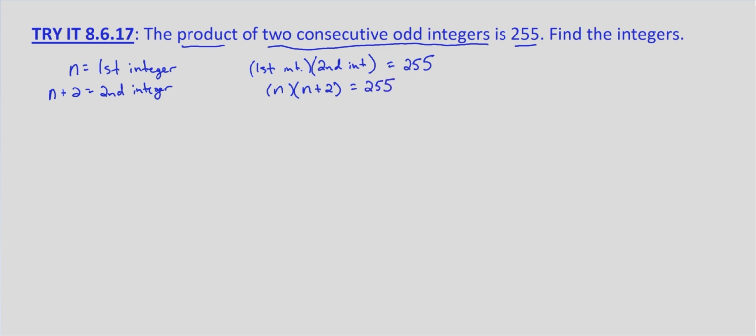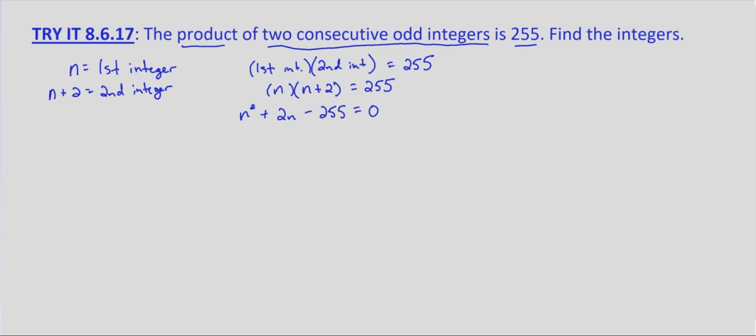And now we've got the same type of problem that we've been looking at this entire section. We'll multiply through and then subtract the 255 to put it in standard form. So this is n squared plus 2n minus 255 equals 0. And now we want to know, what will this factor to? n squared plus 2n minus 255.